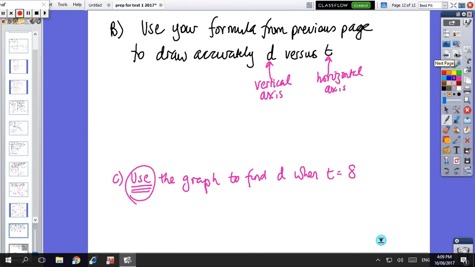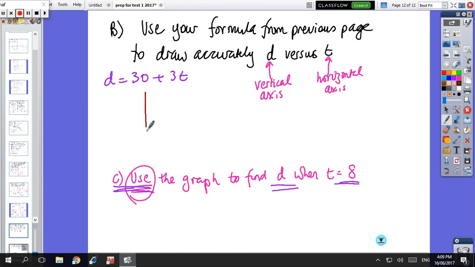Okay, use your formula to draw. So I'll just bring that formula forward. Now you have to draw accurately 30 plus 3t. Do that, and then in the last part, use this graph to find the distance when time equals 8. Have a go at that, and when you're ready, come back.